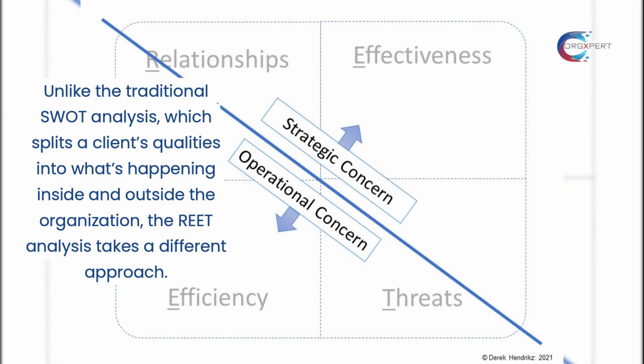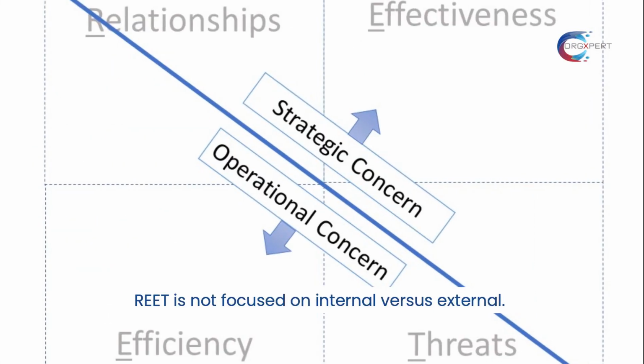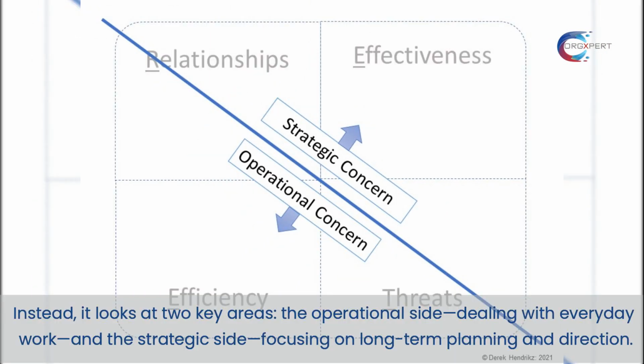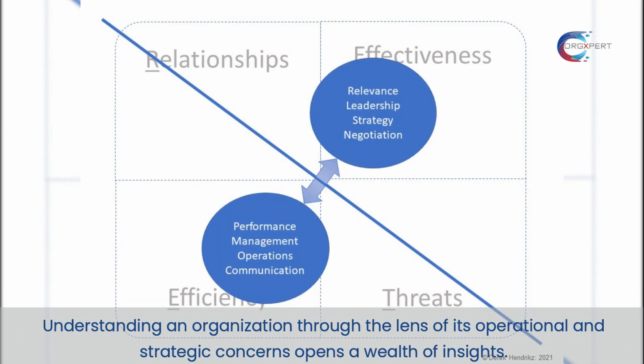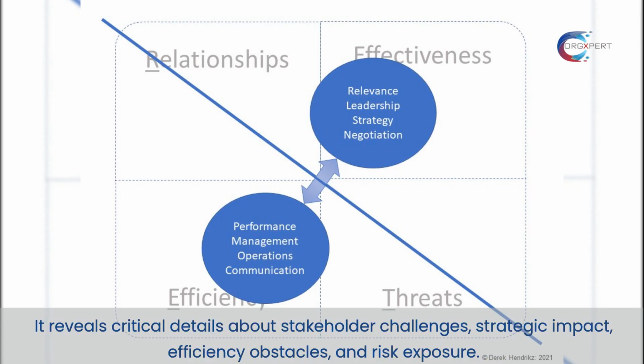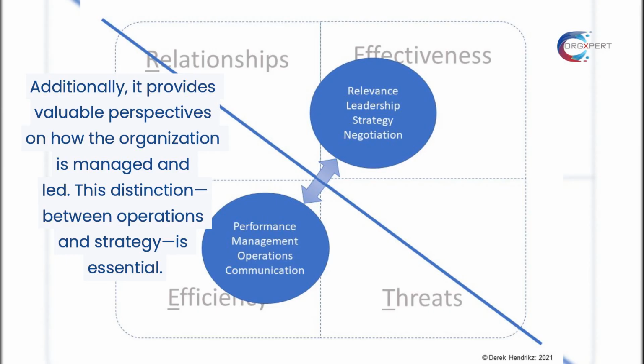Unlike the traditional SWOT analysis, which splits a client's qualities into what's happening inside and outside the organization, the REAT analysis takes a different approach. REAT is not focused on internal versus external. Instead, it looks at two key areas: the operational side, dealing with everyday work, and the strategic side, focusing on long-term planning and direction. Understanding an organization through the lens of its operational and strategic concerns opens a wealth of insights. It reveals critical details about stakeholder challenges, strategic impact, efficiency obstacles, and risk exposure. Additionally, it provides valuable perspectives on how the organization is managed and led.